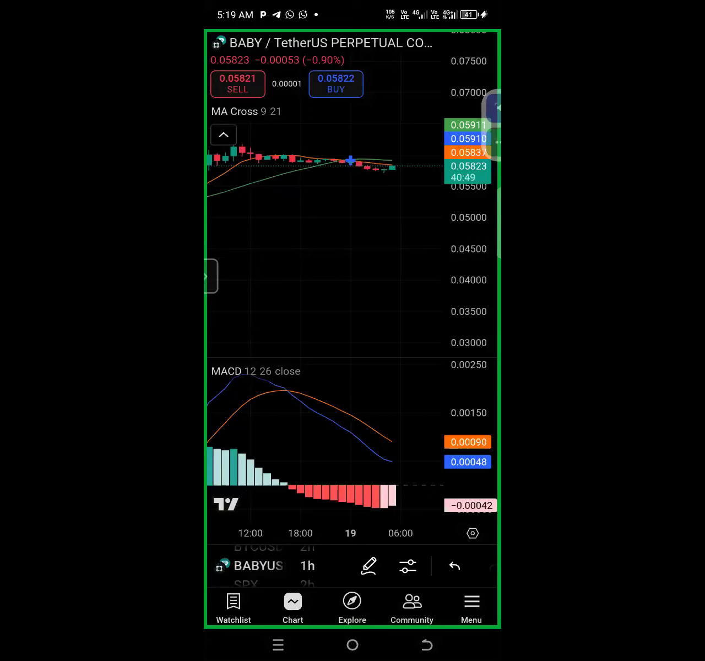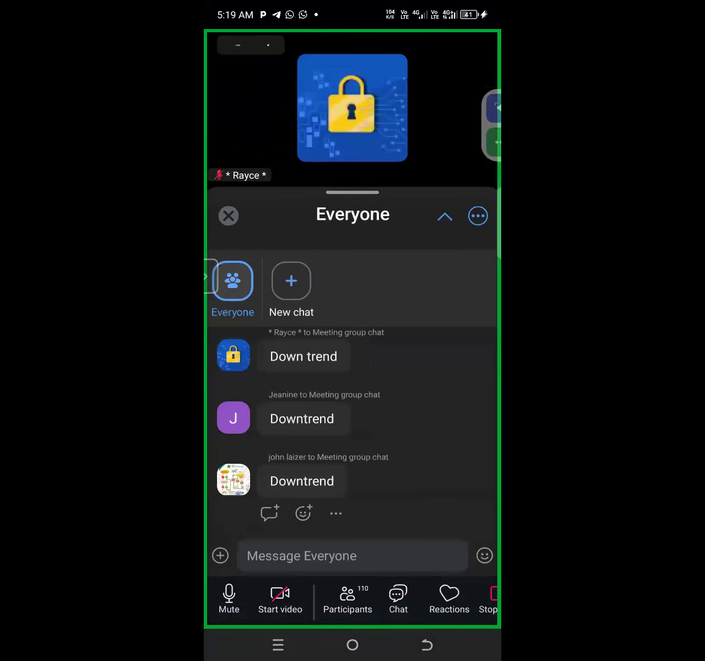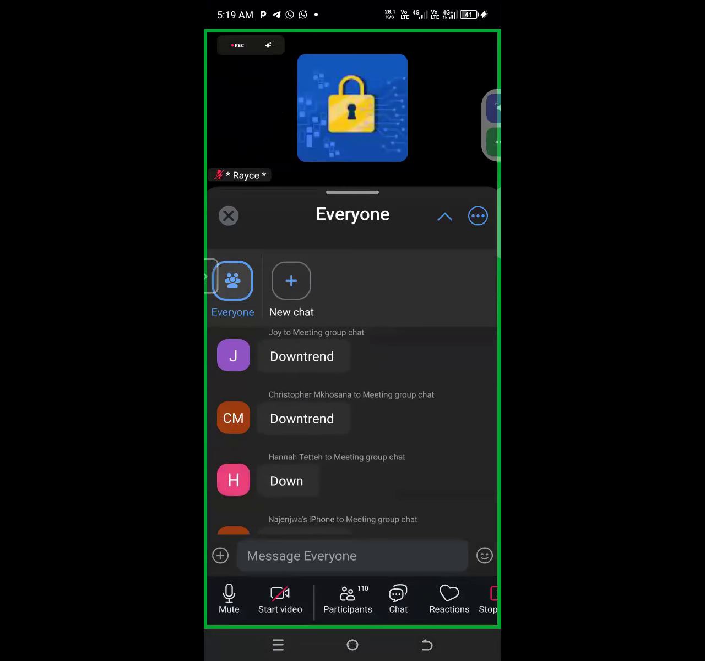Considering the 1-hour time frame, what do we see here, both in the MACD and the moving averages? Is it uptrend or downtrend? Let me know. Very good.